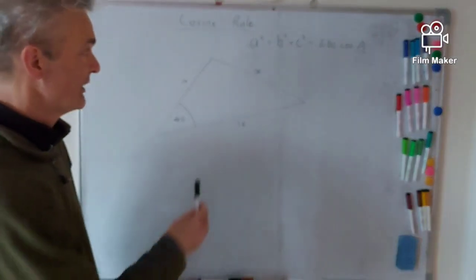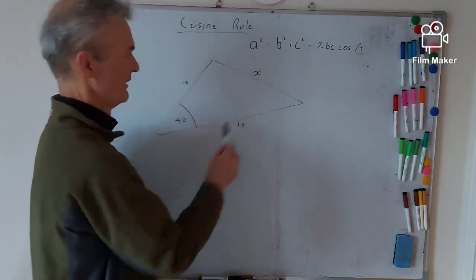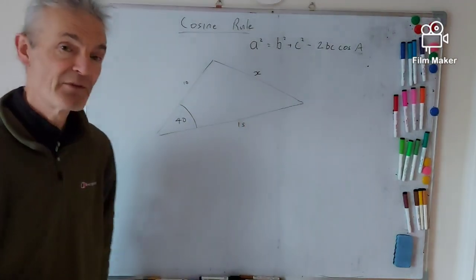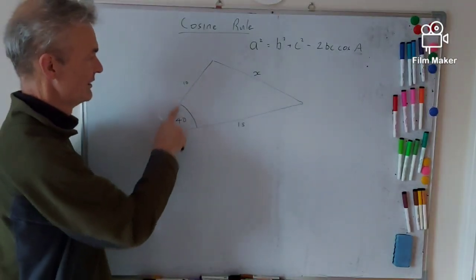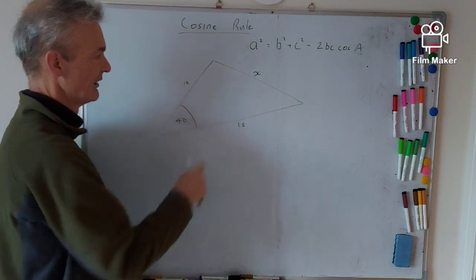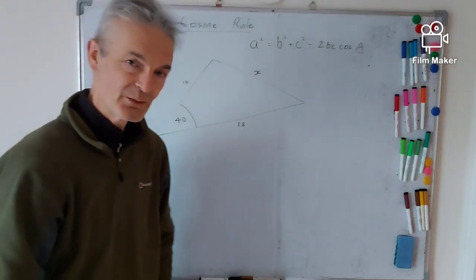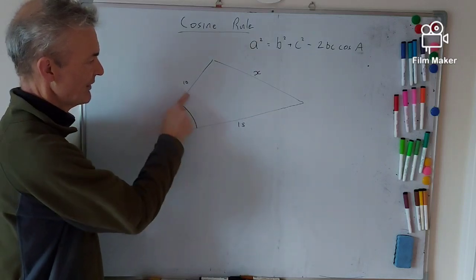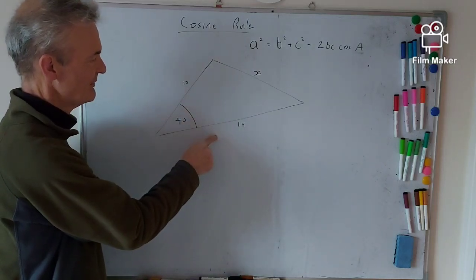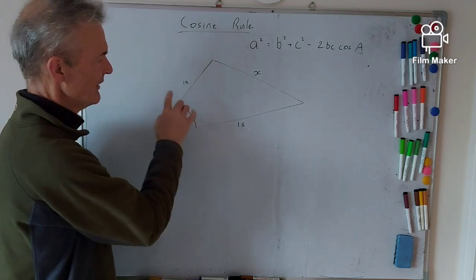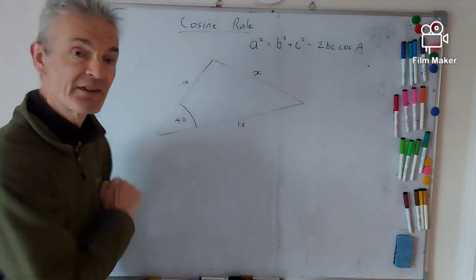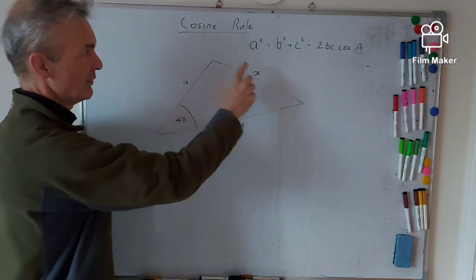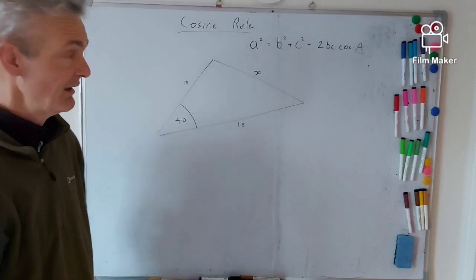For today, we're going to be looking at using this rule to find, in the first case, a side. We've got some information on the triangle: an angle and two sides. You can see that we can use the cosine rule because we've got an angle and the two sides next to it. That's the kind of setup you need. If you've not got the angle, we'll see what happens in the next example. For this one, we can use the rule exactly as it is up there.